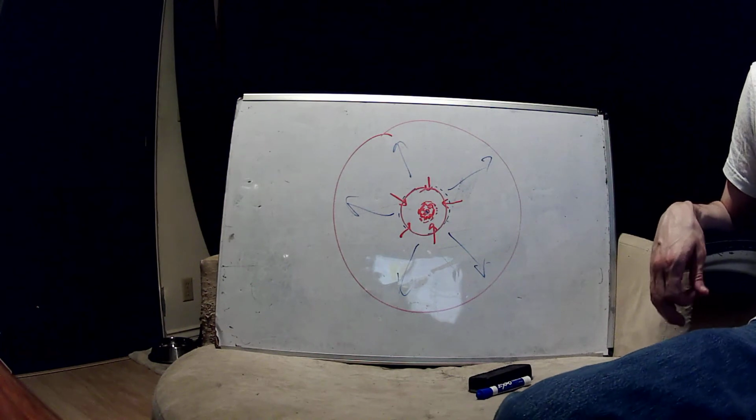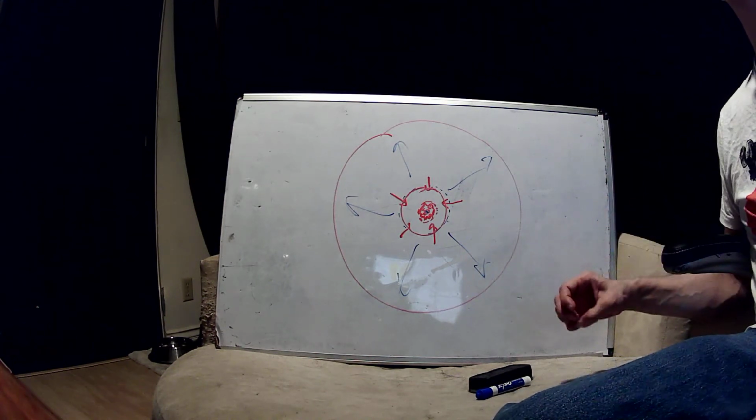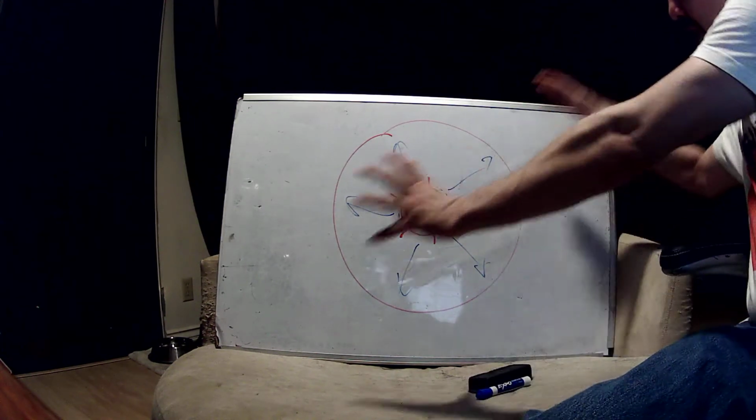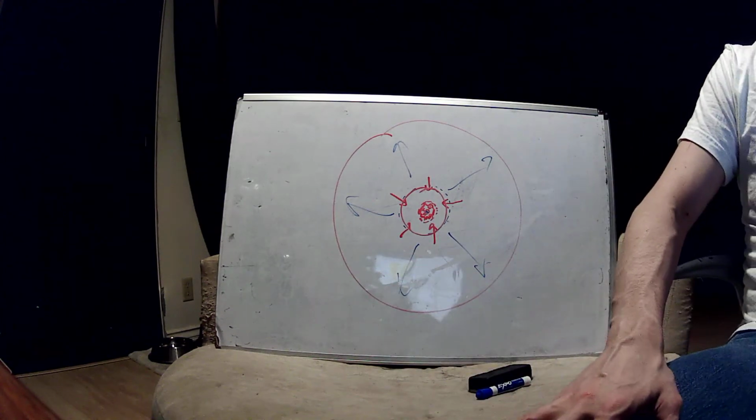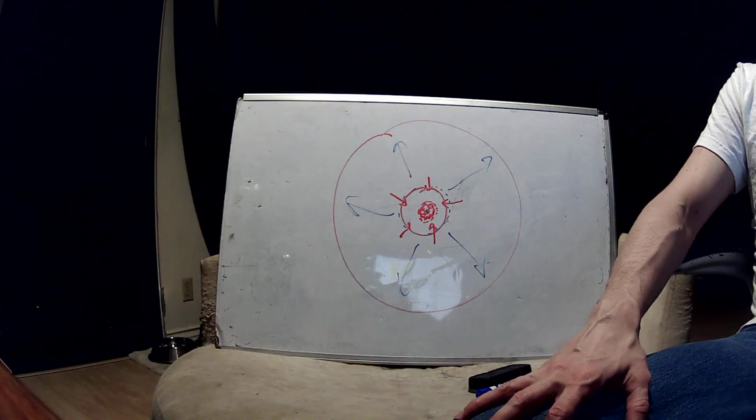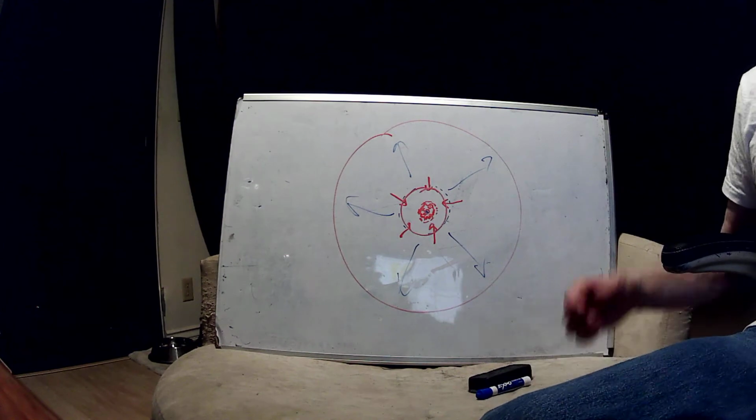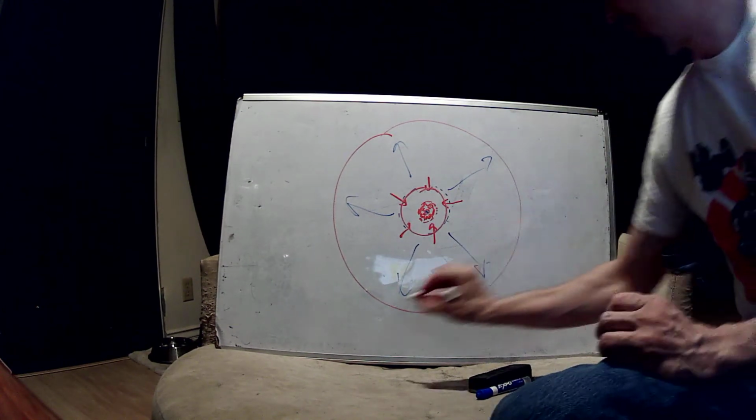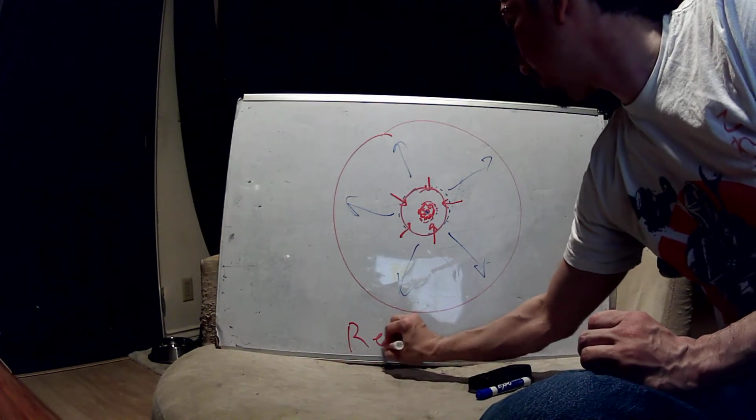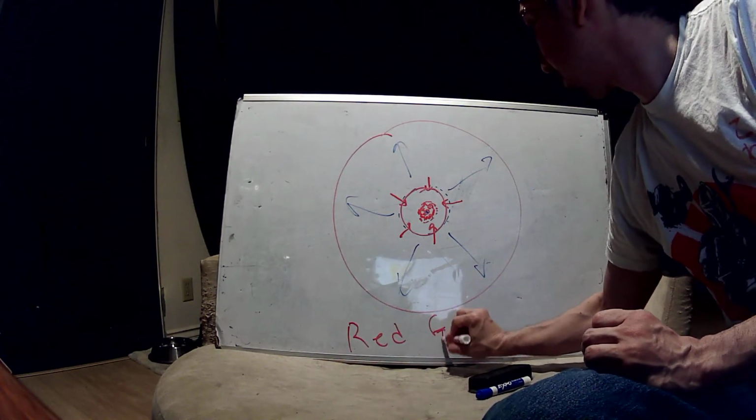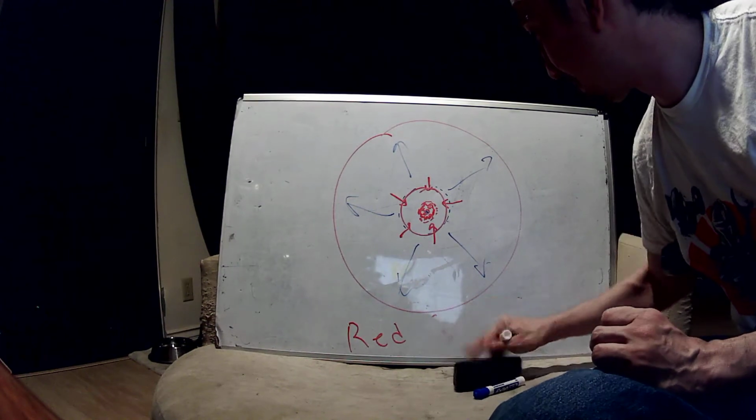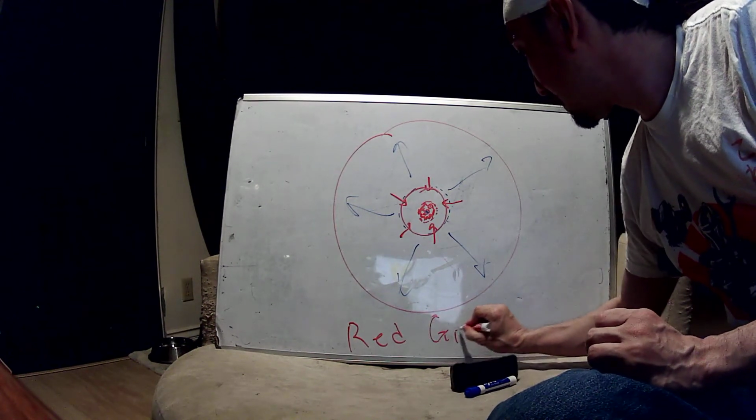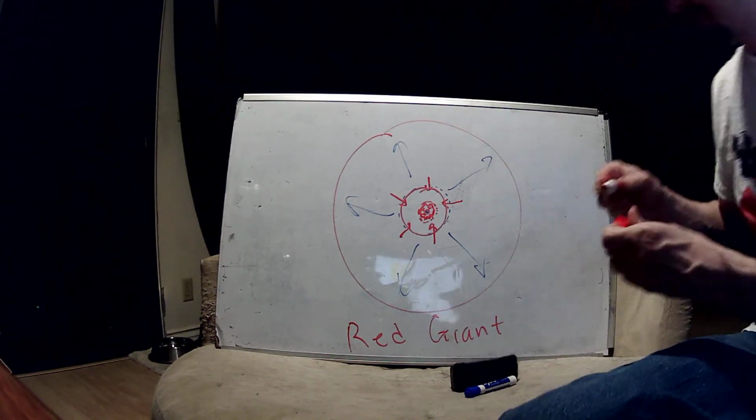And as a result, the star is going to expand. It's going to blow up and get bigger. At this point, it becomes what we call a red giant. That's supposed to be a G. G-I-A-N-T.